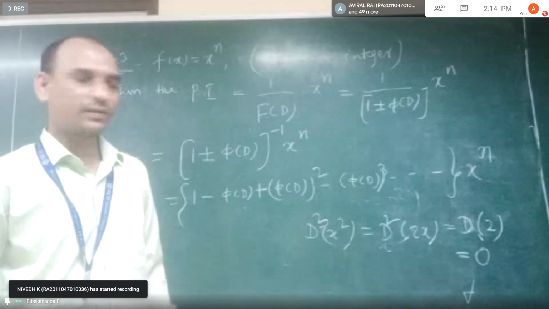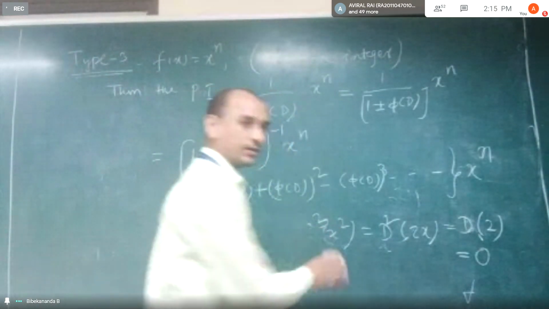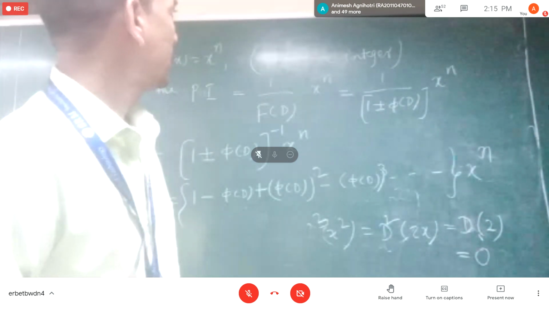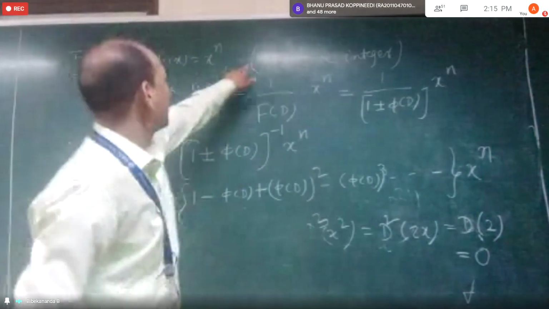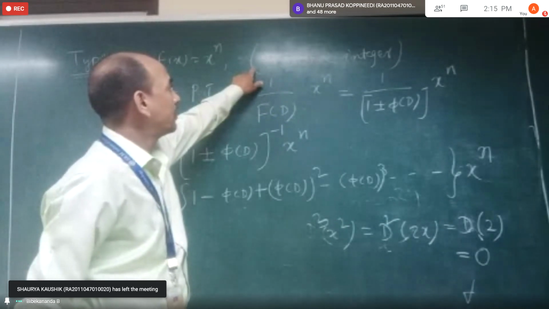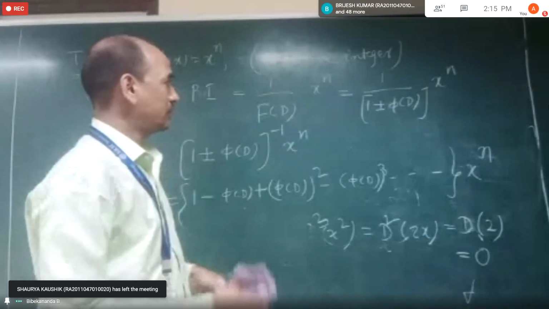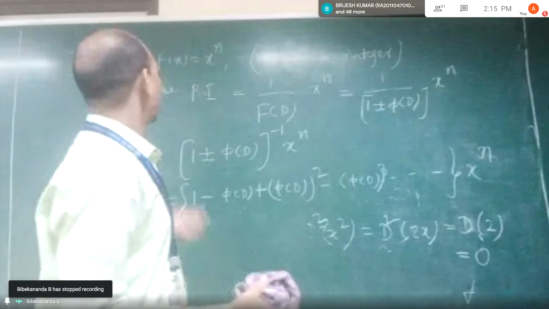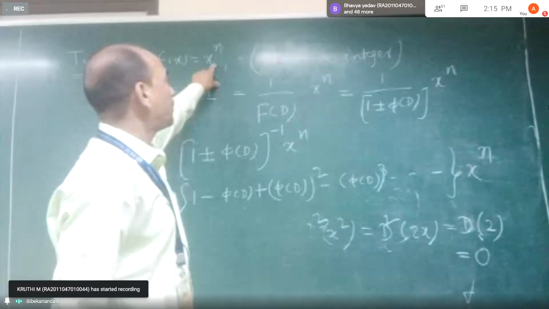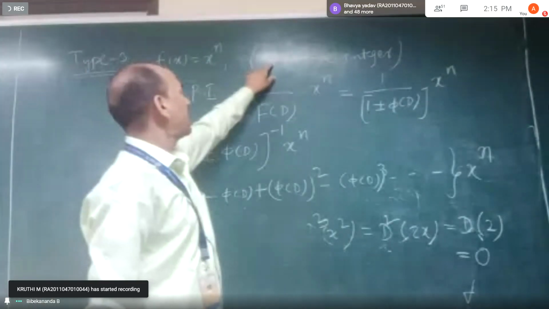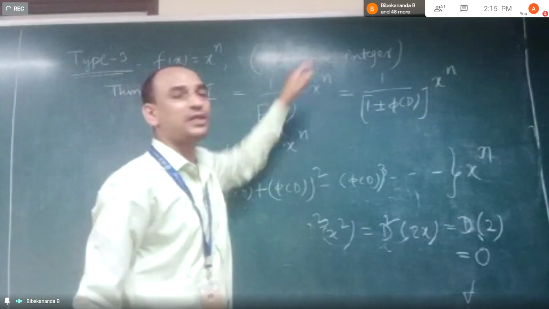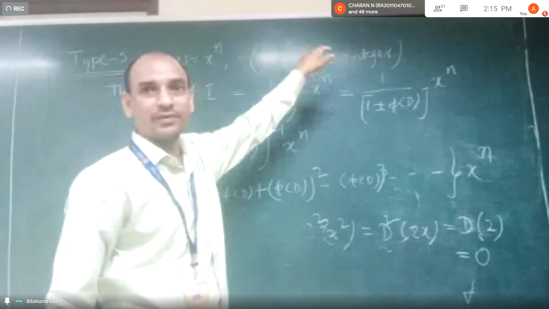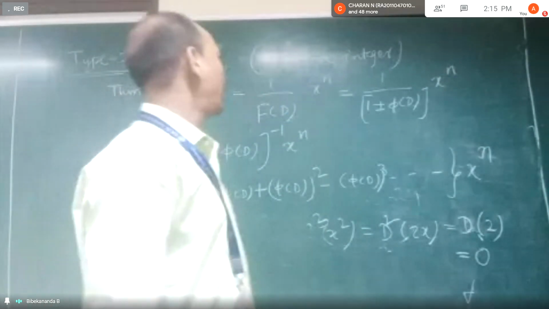Sir, what have you written in the top line? It is not visible. Okay, I will write a little bit down. So f of x equal to x to the power n, n is a positive integer.